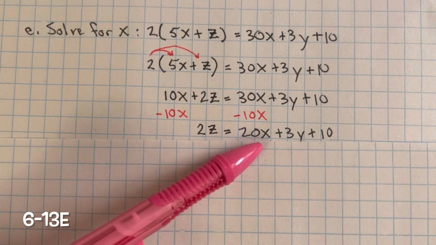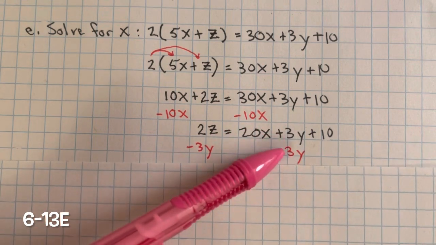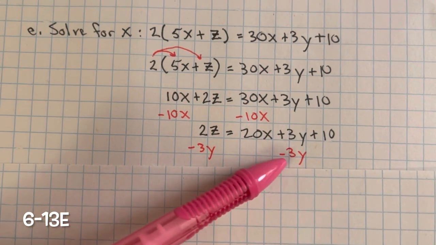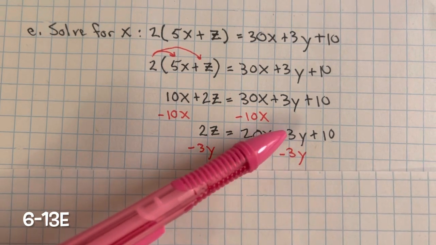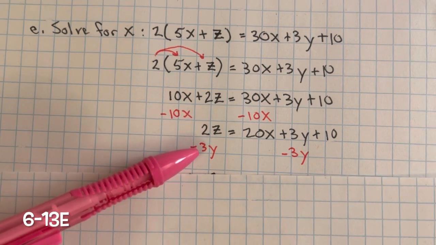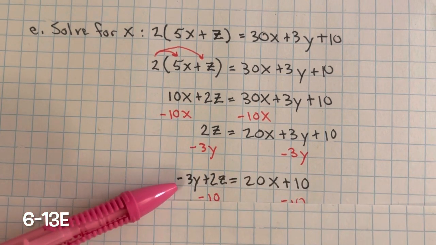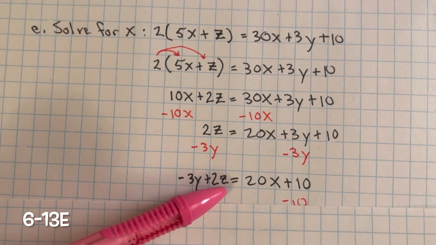Still don't have x by itself, so we need to get rid of these two terms. And so we're going to go ahead and subtract 3y from both sides. Inverse property of addition is subtraction. That creates a 0 pair. These are not like terms, so we can't combine them. So we're going to end up with -3y and plus 2z.